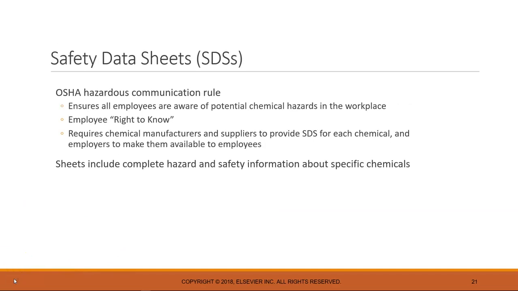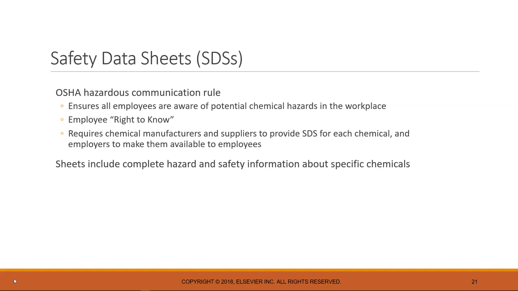The OSHA Hazard Communication Rule ensures that all employees are aware of the potential chemical hazards in the workplace, and this is known as the employee right to know. As I told you in a previous slide, back in the day, employers were not required to train employees about the hazardous chemicals they were working with.